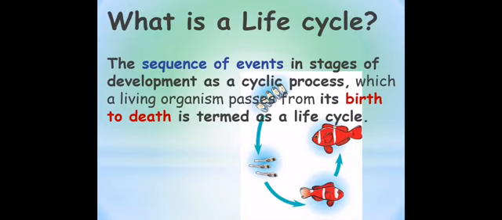First of all, we all should know what is a life cycle. The sequence of events in stages of development as a cyclic process which a living organism passes from its birth to death is termed a life cycle. A series of stages passed by an organism from its birth to death, that is a life cycle.